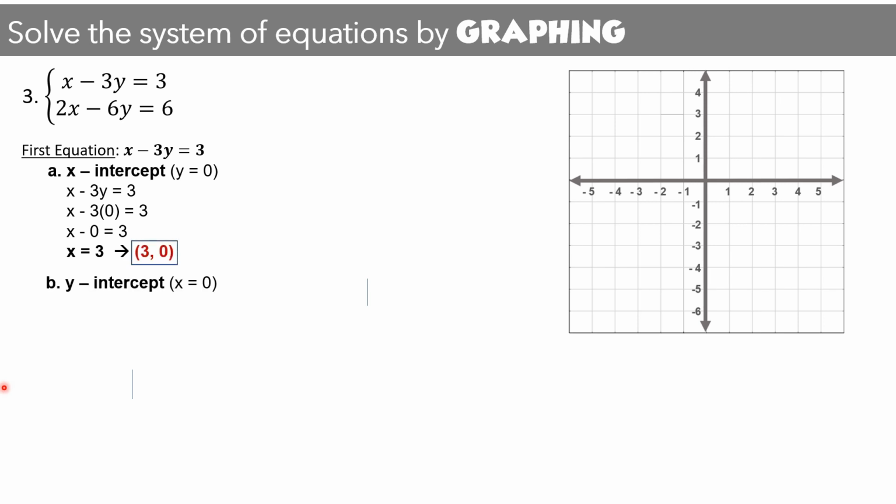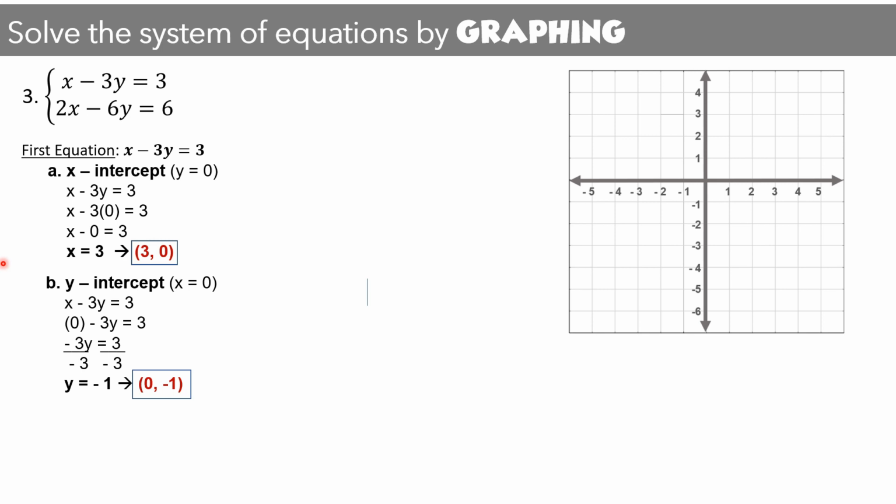Next, y-intercept. Make the value of x 0. Same equation, x minus 3y equals 3. Change x into 0. Now we only have -3y equals 3. Then after that, we have to cancel -3 here. Therefore, we will divide both sides by -3. Divide both sides by -3, cancel. 3 divided by -3 will give us -1. In the ordered pair, it will be 0, -1.